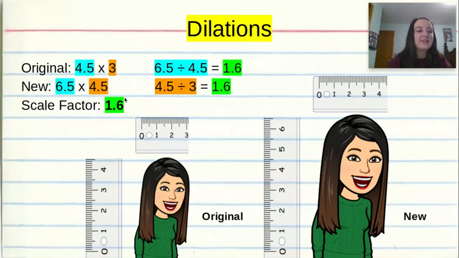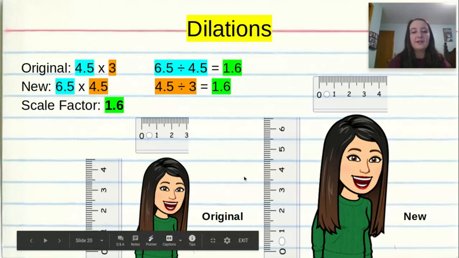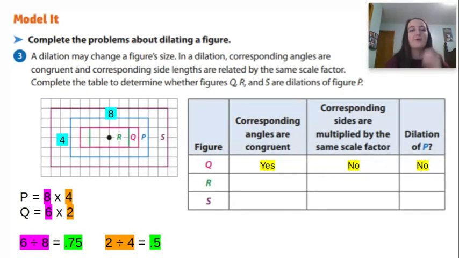So again, this means that if you are given the scale factor and you're trying to find the length of the new figure, you multiply whatever the original is by your scale factor. And if you're trying to find the scale factor, you will divide your new figure by your original figure. Make sure you always do it in that order, because it's important that you always do new divided by old.